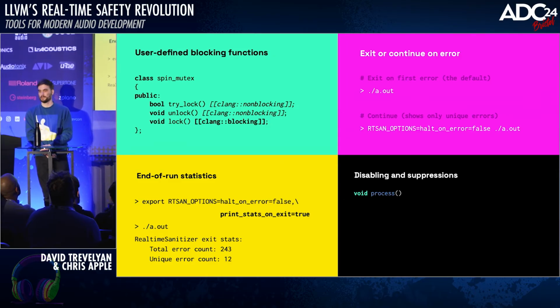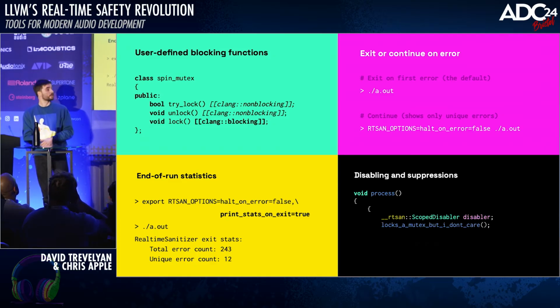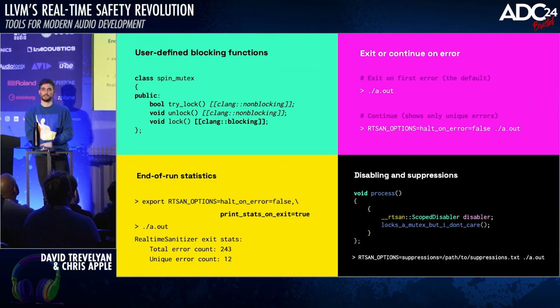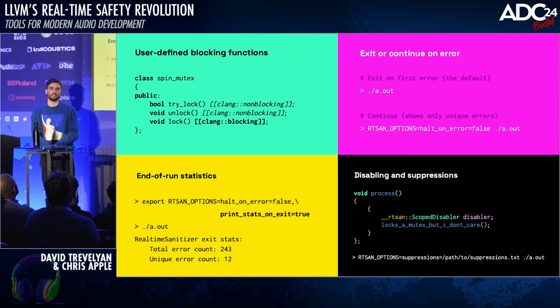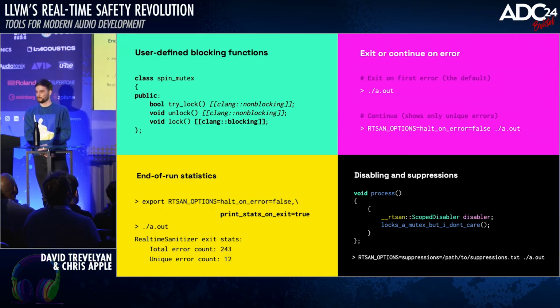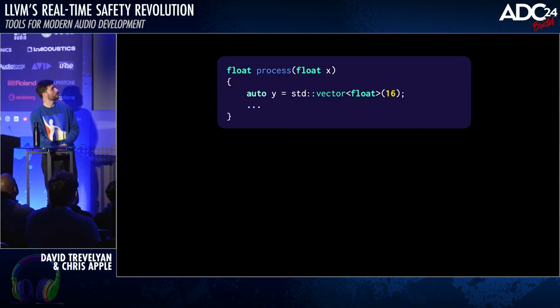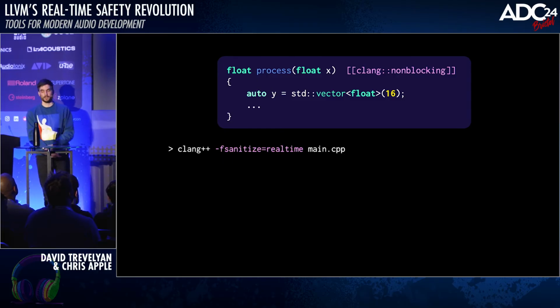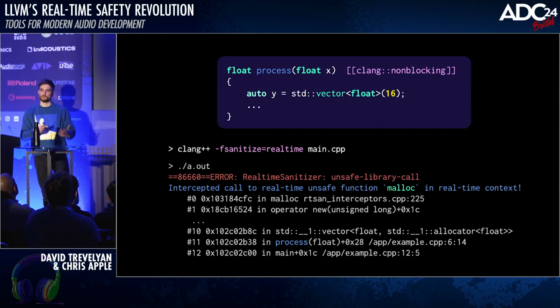And finally, I'm just going to touch very, very quickly on the ability to disable Real-Time Sanitizer entirely and suppress errors from certain function calls. In your own defined scope, you can use this scope disabler here. That will turn it off. And you can also pass a text file full of functions to ignore errors from if you want. Chris is going to touch on this in much more detail in a later section of the talk. So, in summary, very simple. Attribute your real-time functions with Clang non-blocking, compile and link with fsanitize real-time, and be warned when bad stuff happens in your real-time threads.